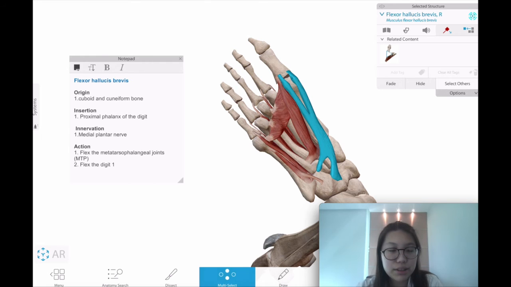This is the flexor hallucis brevis. It originated at the cuboid and cuneiform bone. The insertion is the proximal phalanges of the first digit. The innervation is medial plantar nerve, and the action is to flex the metatarsophalangeal joints and to flex the first digit.